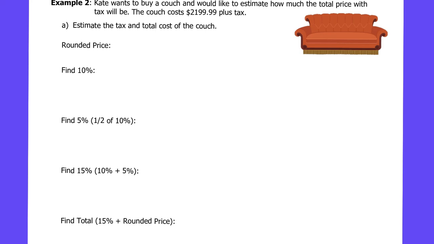So we've got Kate wants to buy a couch and would like to estimate how much the total price with tax will be. And the couch costs $2,199.99. So our first step is just to round this to a nicer number. So I'm going to change it to $2,200.